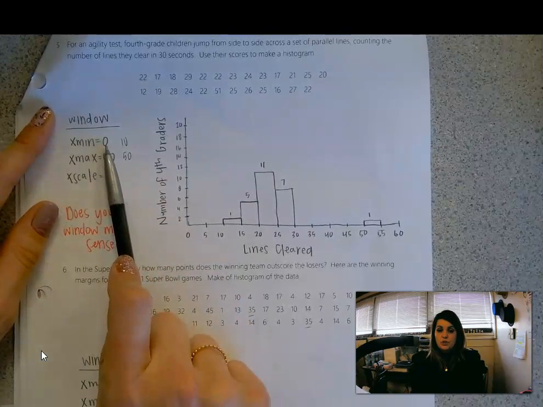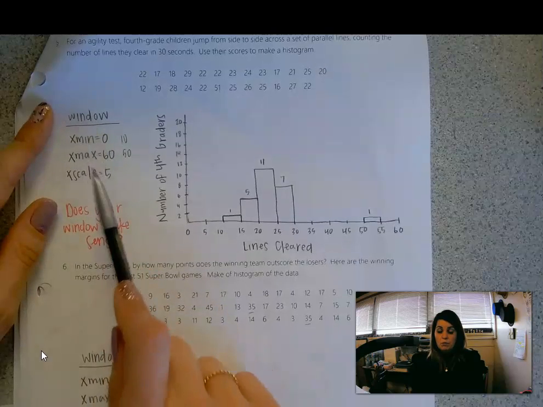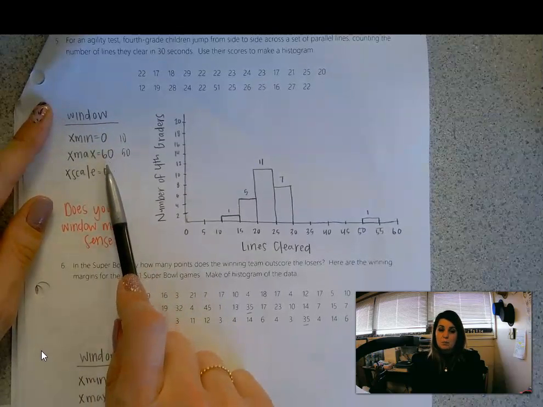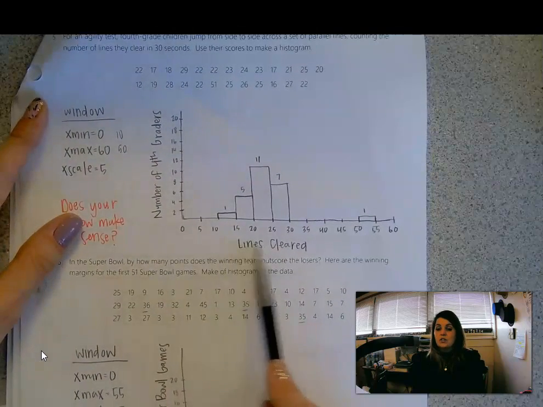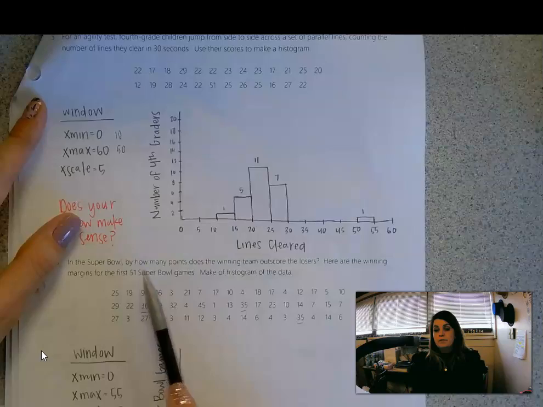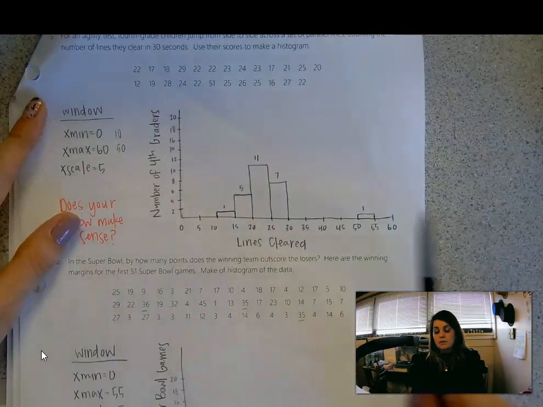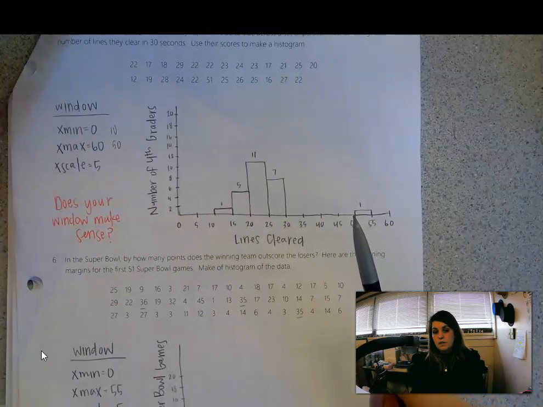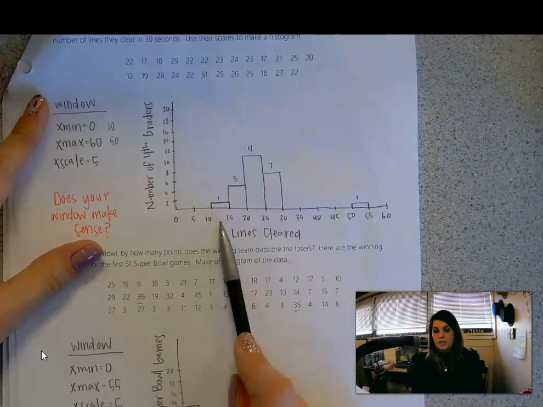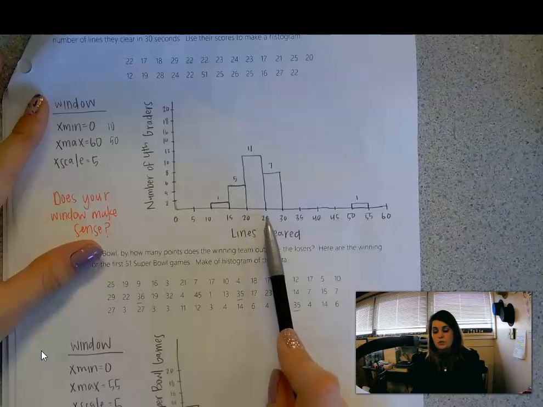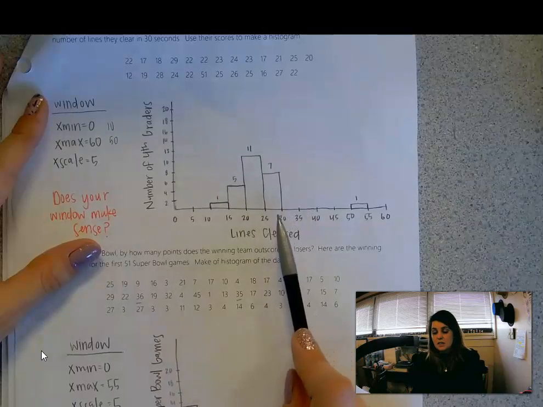It's always best if you include your scale or your window. Make sure that your X min, X max, and scale make sense. Make sure that your axes are labeled, so lines cleared, number of students. To me, it does not make sense to say my bins are 12 to 17, 17 to 22, 22 to 27. That's weird.